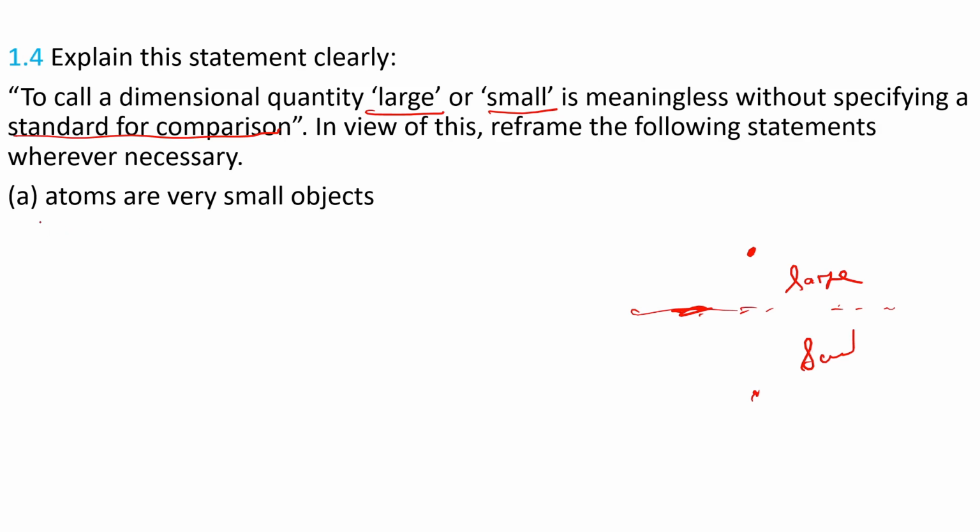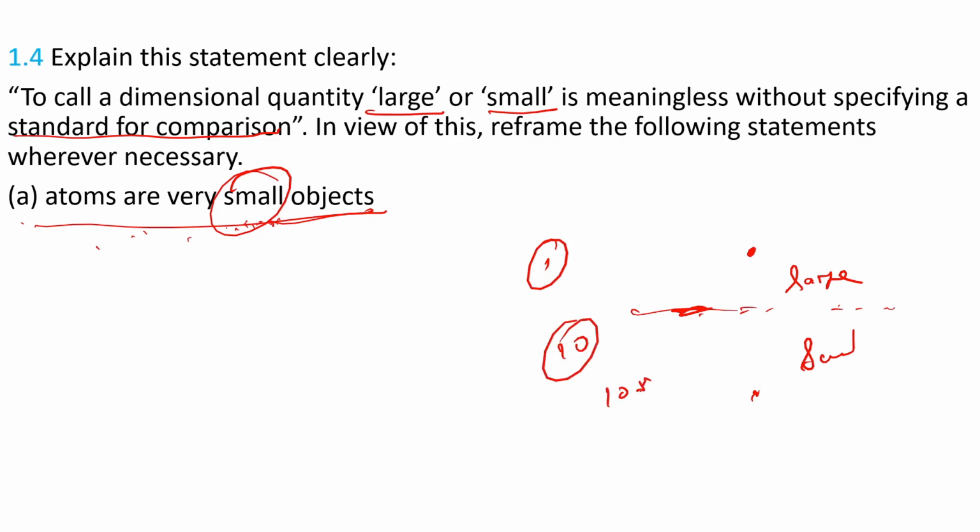So here the first statement is atoms are very small. Here "small" is not the correct word because there is no reference stating small with respect to what. Small may be 1, small may be 10, small may be 1000 meters, or nobody can say small relative to what.